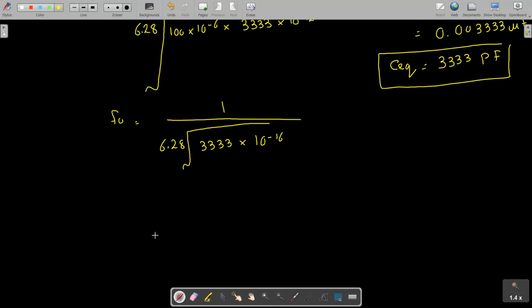So we are going to have F naught is equal to 1 divided by 6.28, and under root 3333 is your 57.732. So this is 57.732, and 10 raised to power minus 16 under root is 10 raised to power minus 8. So we are going to have these values.